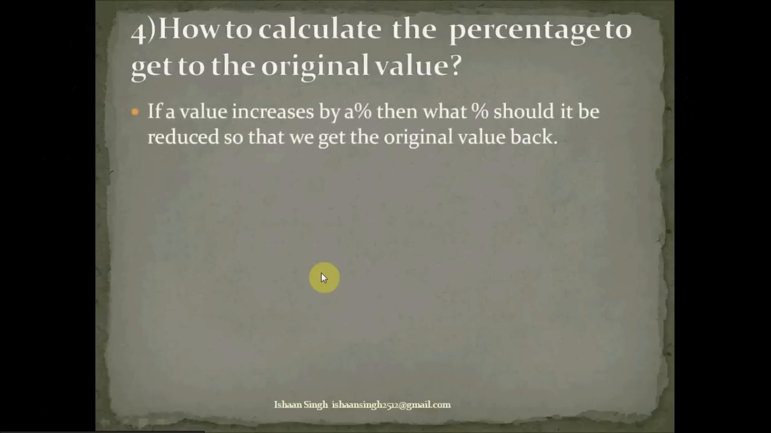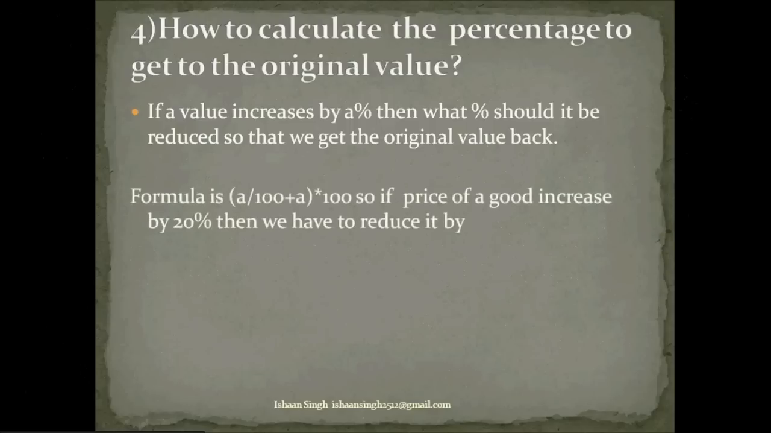The formula is very simple. It says if a value increases by a%, then by what percent should it be reduced so that we get the original value back, and the formula is a upon 100 plus a into 100. So suppose the price of a good increases by 20%, then the value of a here is 20, and we have to reduce it by how much to get the original value. You can solve it like this: 20 upon 100 plus 20 into 100 is equal to 16.66%.